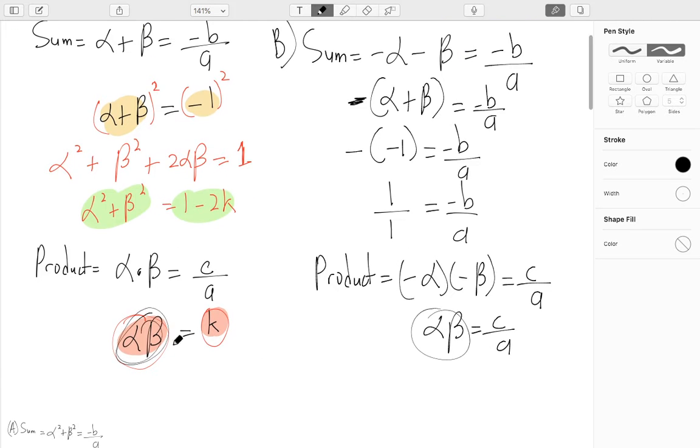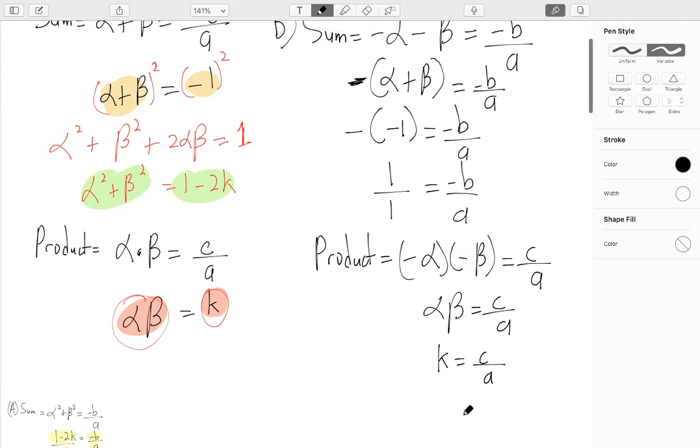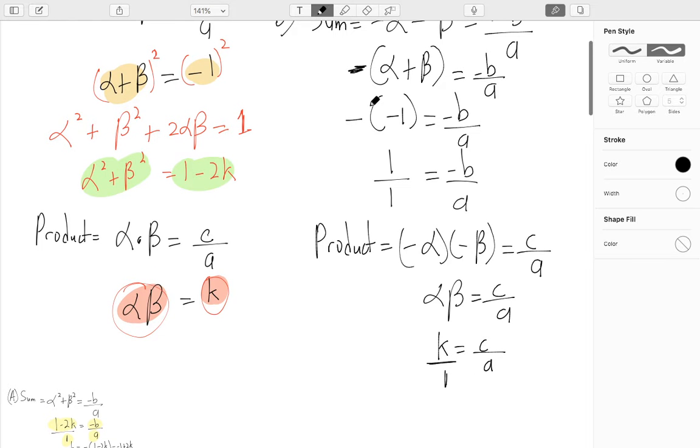Yes, we have. We found it here. It's k. Beautiful. So we plug that in here. K is equal to c over a. We can write k as a fraction, k over 1. And now we have that a is 1, b will be negative 1, and c will be k.